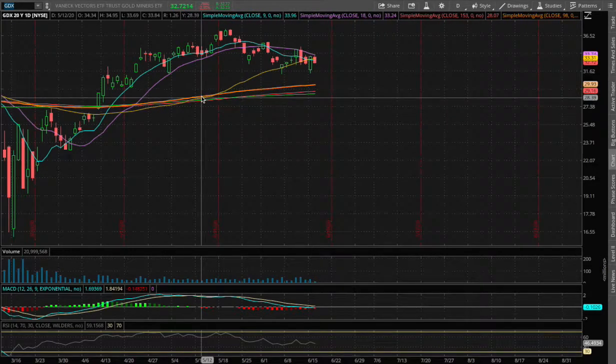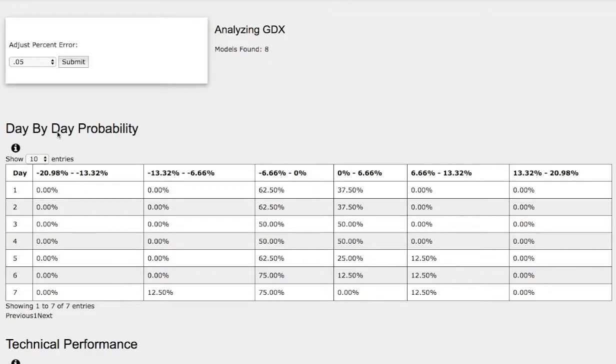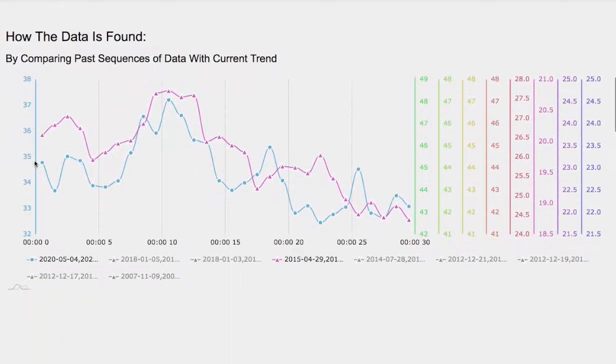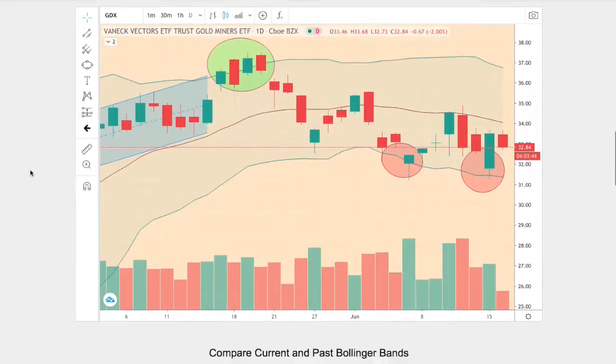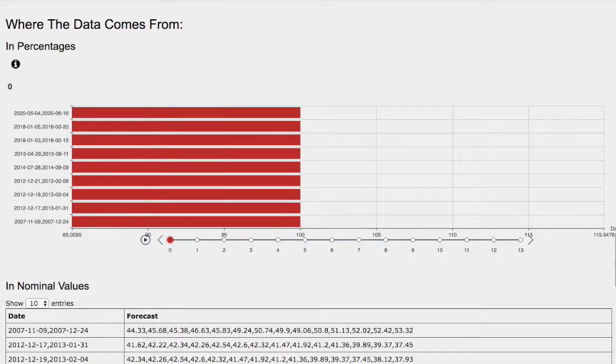Hello viewers, we'll be going over gold miners, ETF ticker symbol GDX. In this video, we'll be using the day-by-day probability model, the technical performance of each model, how we find the models, comparing the current trend with the trend in the past, and we'll go over the day-by-day forecast for GDX.